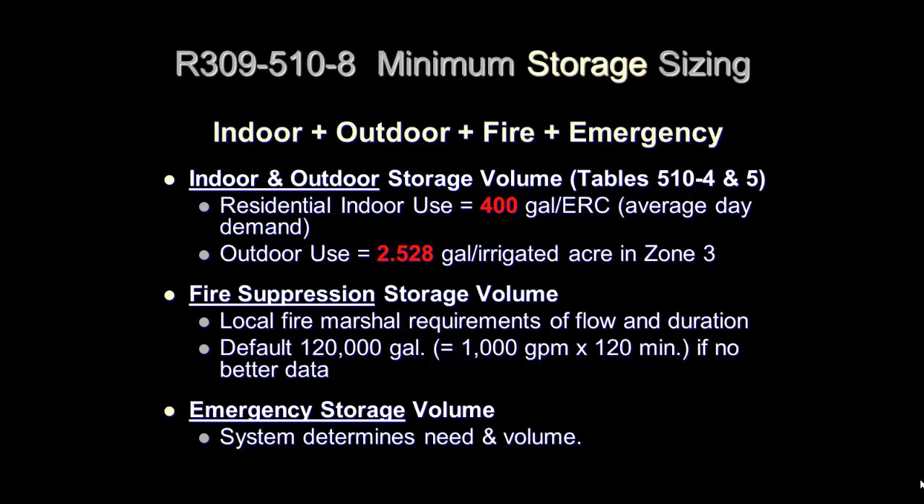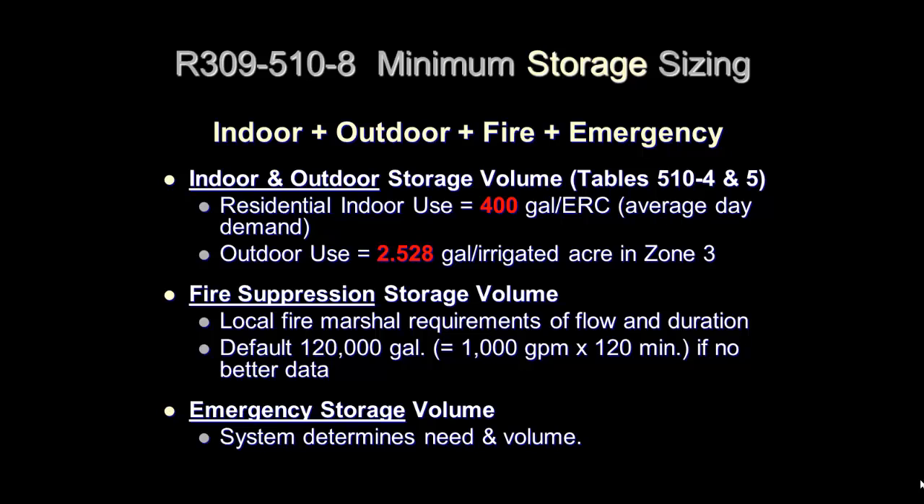Drinking Water Rule R309-510-8 provides the requirements for minimum storage sizing. This includes the volume of storage required for indoor and outdoor demands plus fire demands and emergency storage if required. Tables 510-4 and 5 provide the indoor use values for equivalent residential connections, or ERCs. Storage for residential indoor use is a minimum of 400 gallons per equivalent residential connection. The storage for outdoor use is dependent on which irrigation zone the system is in. Using Zone 3 as an example, the required volume is 2,528 gallons per irrigated acre.